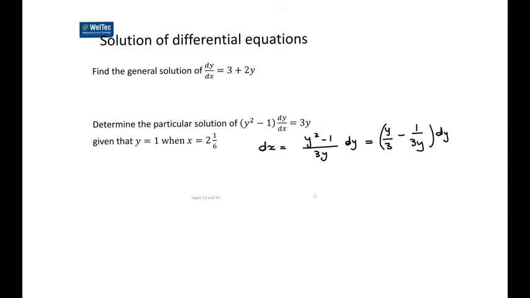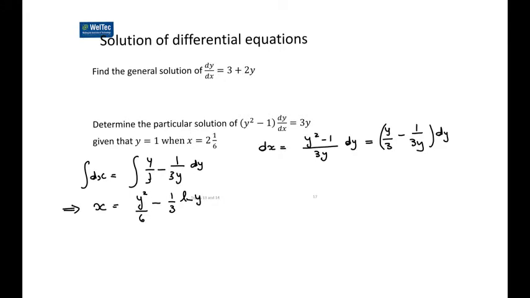Now if we integrate the left hand side, we can integrate the right hand side. Integrating the left hand side gives us that x is equal to, now the integral of y over 3 would be y squared over 6 minus the integral of 1 over 3y, which would be a third of natural log of y plus c. That gives us the general solution.